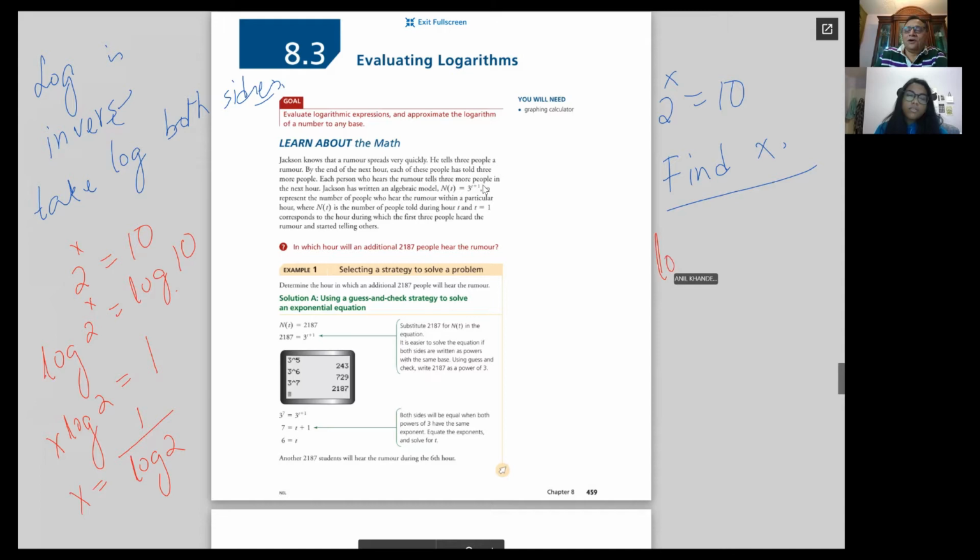Now let us look at it. When I write log to the base 10 of 10, let us say it is equal to some number n. Can you write this in exponential form? It will be 10 equals 10 to the power of n. This is writing it in exponential form, correct? On the left side, we have 10, which is 10 to the power of 1. So that means 1 is equal to n. You see that? So we can write log to the base 10 of 10 equals 1.